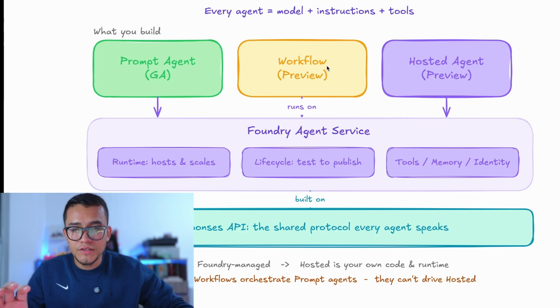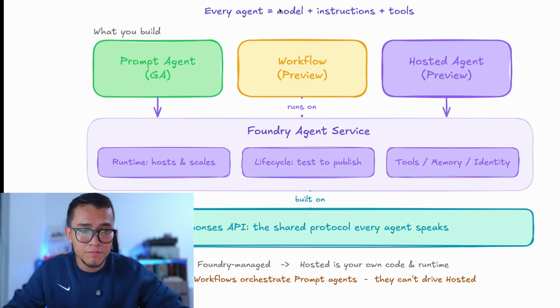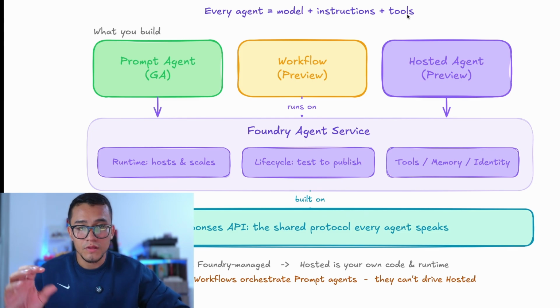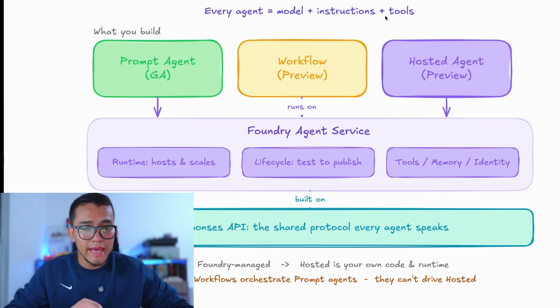Before we split these three options apart, let's see what they have in common. Remember, we are talking about prompt agents, workflows, and hosted agents. In Foundry and in all platforms that host agents, every agent is three things stacked together. A model, in this case from the Foundry model catalog, which basically is the reasoning engine. Then we have the instructions, your goals, constraints, or behaviors, and tools, how the agent reaches data or takes action: file search, code interpreter, web search, MCP servers, and custom functions that we can define in our code. That's it. We have model, instructions, and tools.